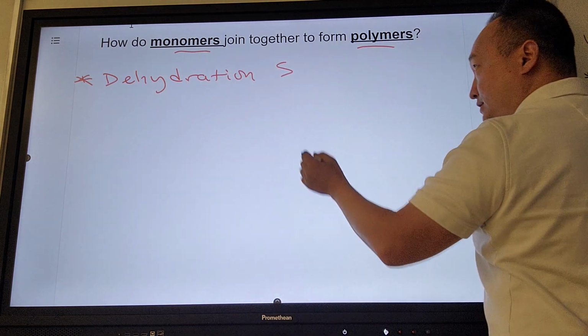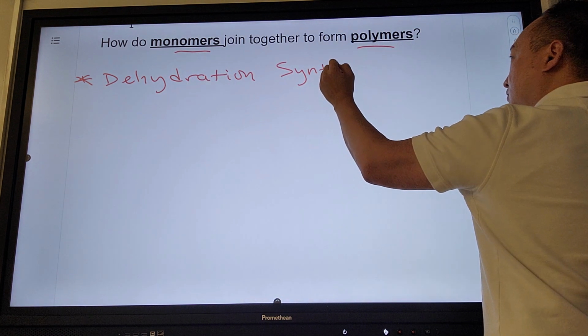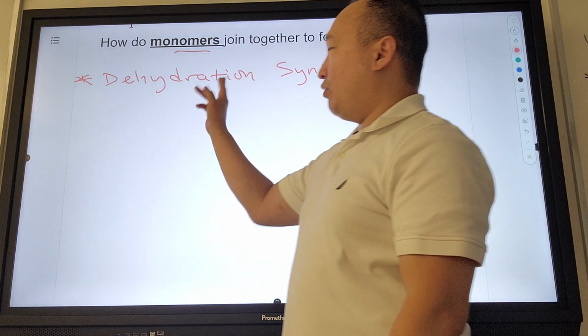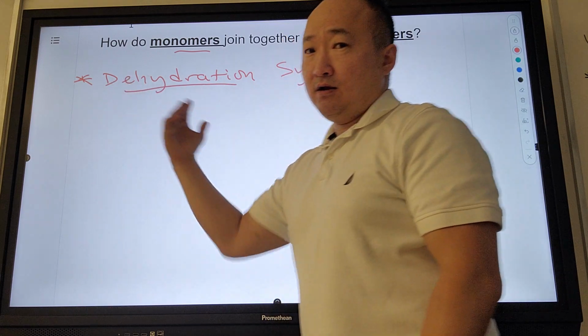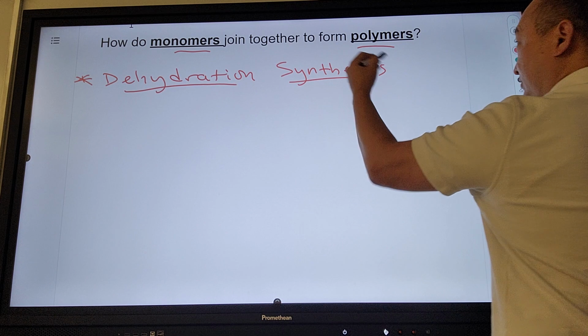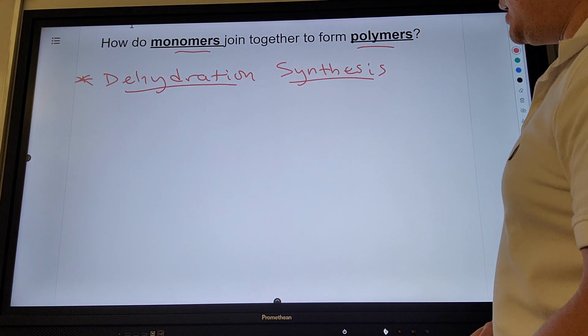is dehydration or dehydration synthesis, and you'll see why it's called this: you'll see that water is removed or water is formed in the process of synthesizing or making bonds.